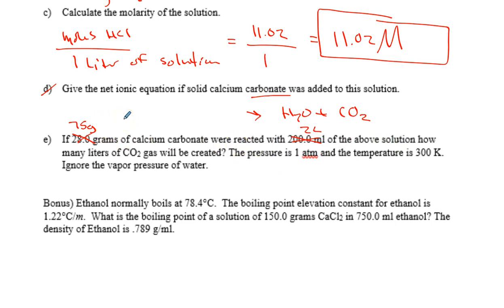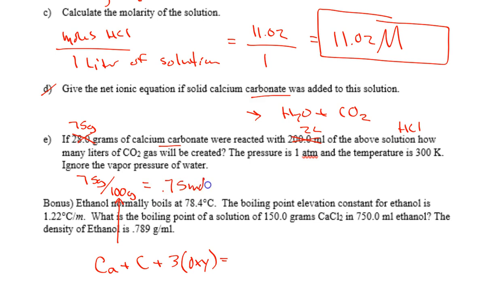So we do the same thing we did before. We convert both of these to moles. The above solution was HCl, to see which one is our limiting reactant. So I take my 75 grams and I divide it by 100 grams. Now that seems like, why would I do that? But that is what a calcium plus a carbon plus 3 oxygens, when you add up their molar mass, it ends up being 100. So we have 0.75 here for the moles.